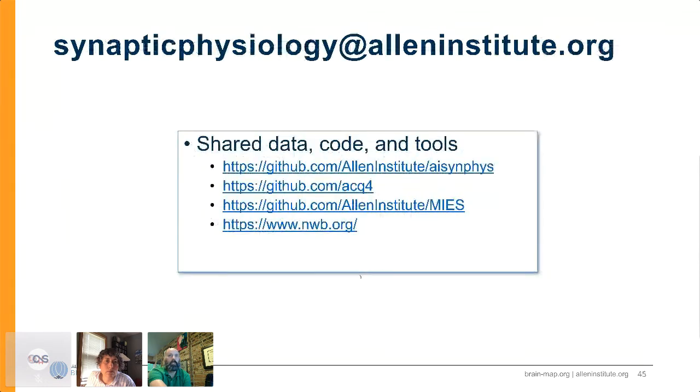In addition to releasing the data and the API, we also share our code for acquisition. For those that are interested in recreating our experiments, perhaps in other areas of the brain, you can download some of our acquisition tools, for example ACQ4 or MIES. And our data is stored in the NWB format, Neurodata Without Borders. If you're interested in learning more about that format, you can visit the website shown at the bottom here.